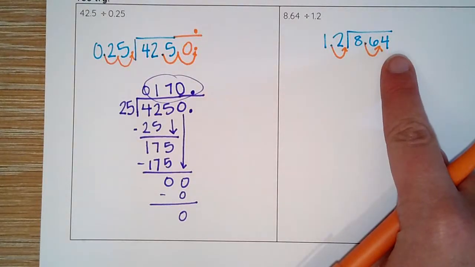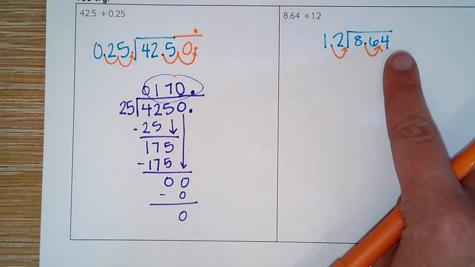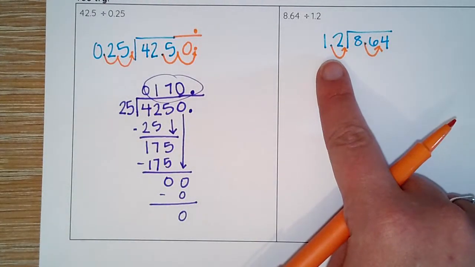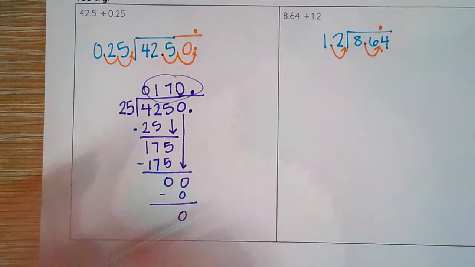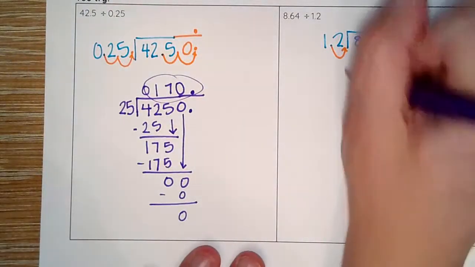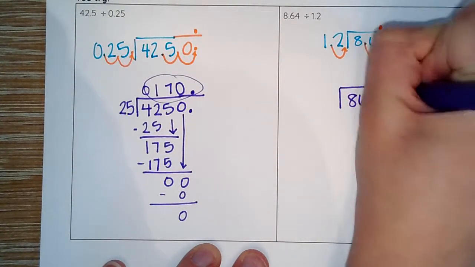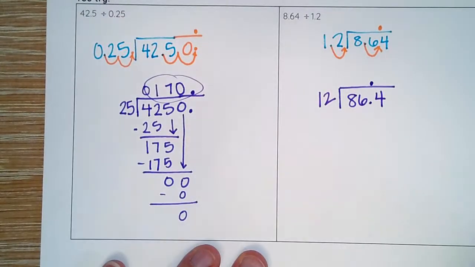Should I continue moving it out to 4 to make this a whole number? Nope. I don't need my dividend to be a whole number. I only need my divisor to be a whole number. That means that decimal goes right up here, and I'm good to rewrite and solve. Okay, 86 and 4 tenths, decimal above, divided by 12.